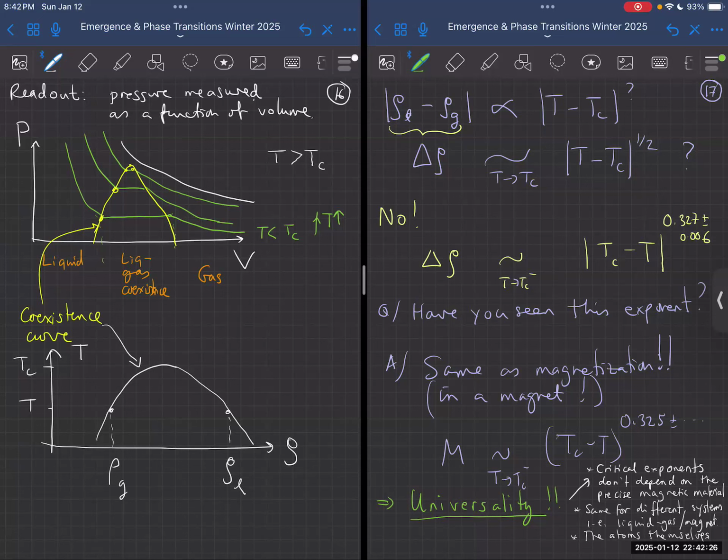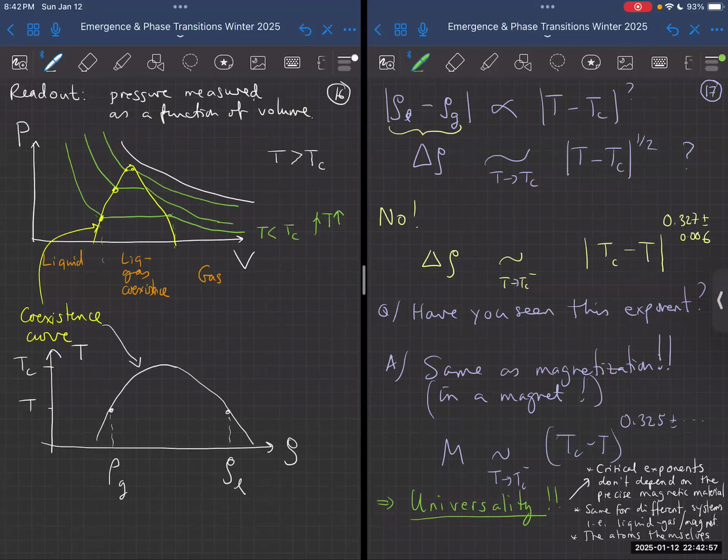where now a fluid breaks up into two coexisting phases, a gas phase at low density and a liquid phase at high density. And we saw, at least I told you, that the density difference between those phases as I go below the critical temperature Tc scaled as Tc minus T to the power 0.327. In other words, the same exponent that we saw for magnetic systems.